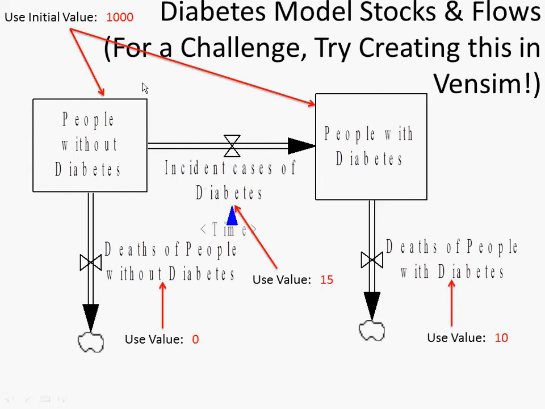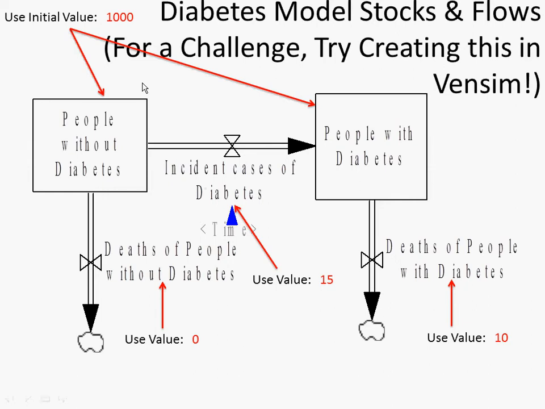Here we have a value of 15 for the rate at which people get diabetes, 10 for the rate at which those with diabetes die, and 0 for those dying without diabetes. These are fixed flows right now, and the first stock starts at 1,000. Excuse me, the second one may start at 0. So what is the count of people with diabetes going to be doing in this case?